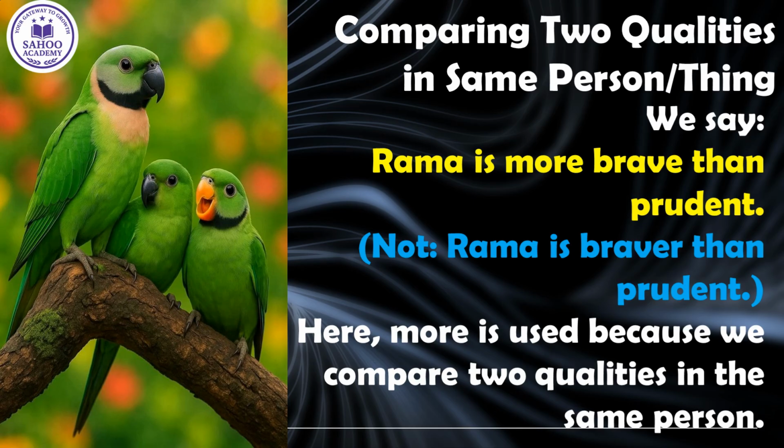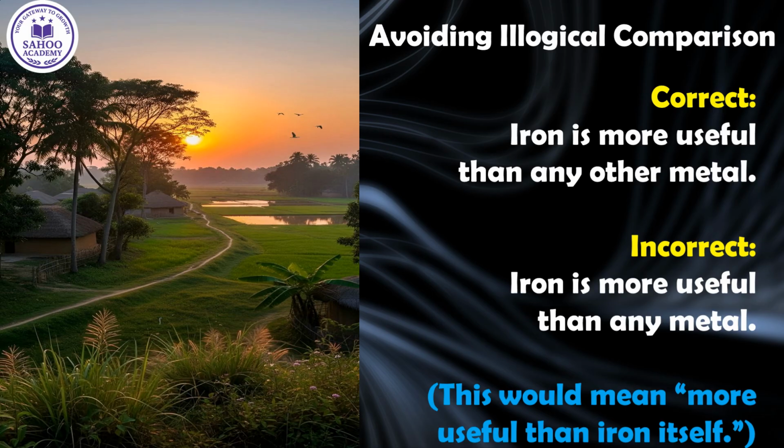Just remember it. Now let's learn another very important grammar rule, that is avoiding illogical comparison. Look at this sentence. Iron is more useful than any other metal. This is correct because iron is being compared with all other metals like gold, silver, copper and so on. But if we say iron is more useful than any metal, this becomes incorrect. Why? Because iron is also a metal. So always remember, when we compare something with its own group, we must use any other.